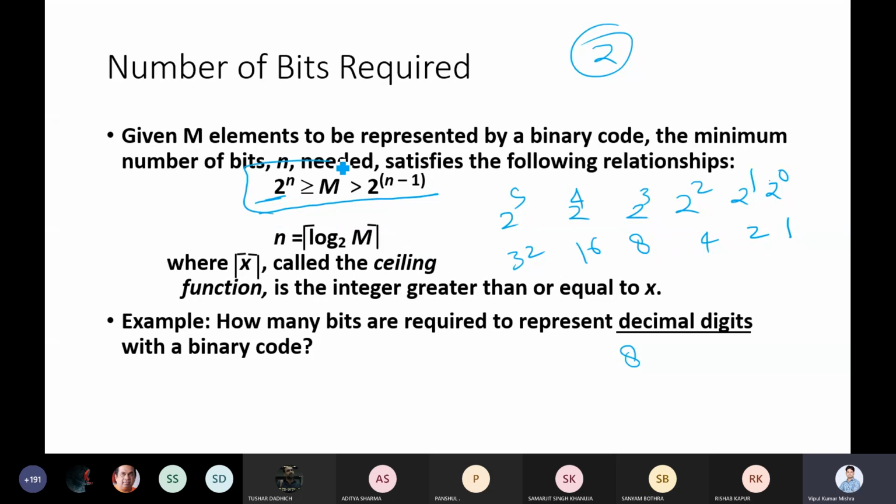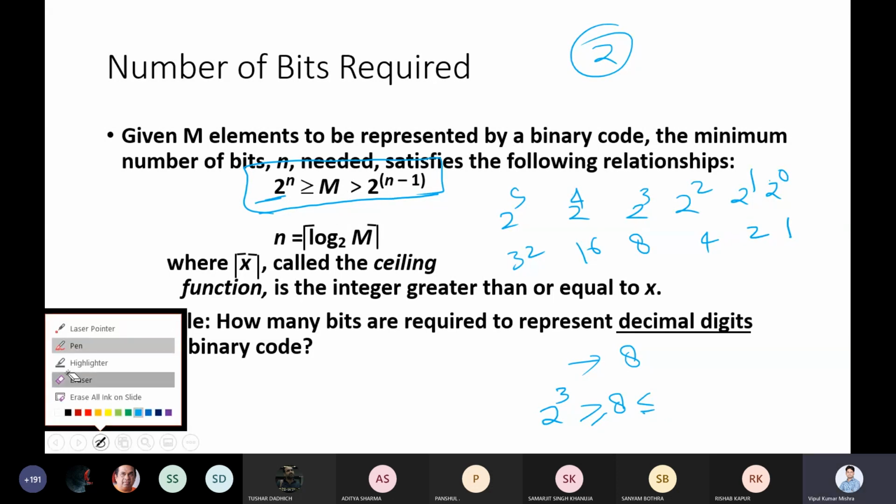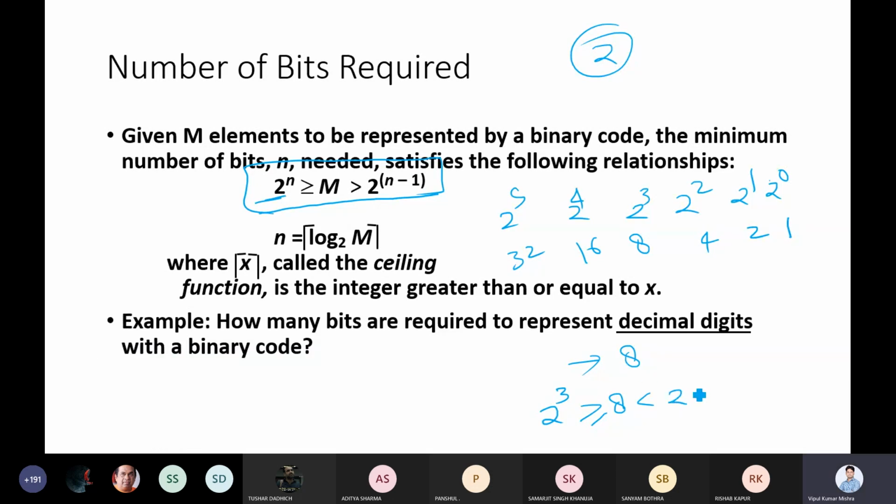Now based on this formulation, what n will we get? What is n here? If you have the number 8, it is between 2 to the power 3 and 2 to the power 2. So you will get 3 from here. You can say it is 2 to the power 3, or you can say it is between 2 to the power 3, greater than or equal to 8, and less than, sorry, the bottom side we do not need equal to, 2 to the power 2. So definitely this condition is true. So what do we require?